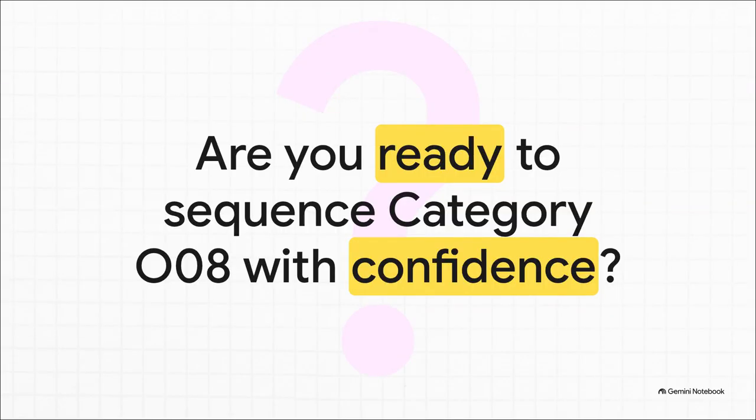So if your next chart features a readmission for a post-abortion complication, will you know exactly who gets slot number 1? Mastering these hierarchies is what separates an okay coder from an exceptional one. It ensures compliance, and more importantly, it prevents those costly denials.